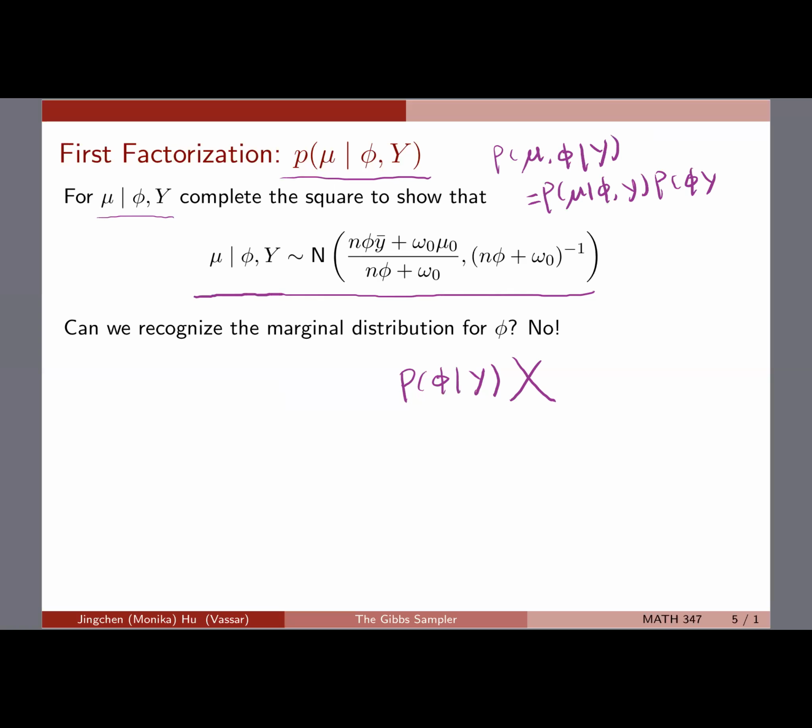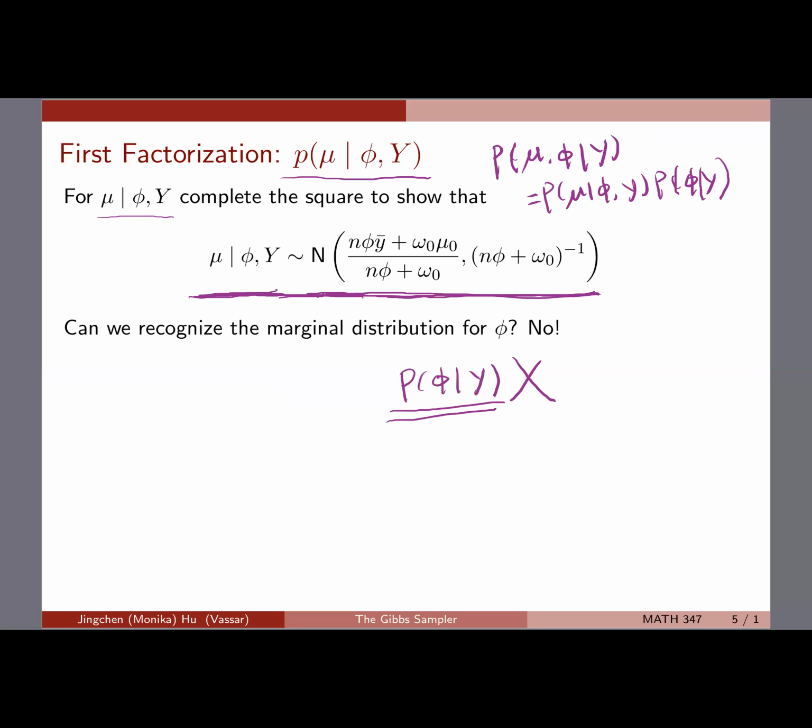So the first factorization will be more straightforward if you try to find the conditional mu given phi and y first, and that's what we did in the last chapter as well. If you do that, you'll realize this will be the normal, but if I'm faced with the leftover terms for phi, I won't be able to recognize what it is. I don't want to go through all of this in class because that's a tedious derivation, but if you're interested, you're definitely encouraged to do it later.